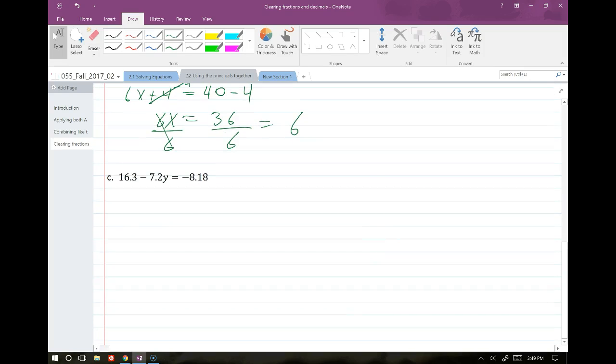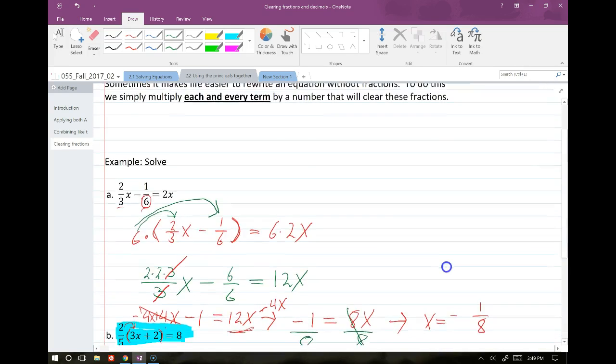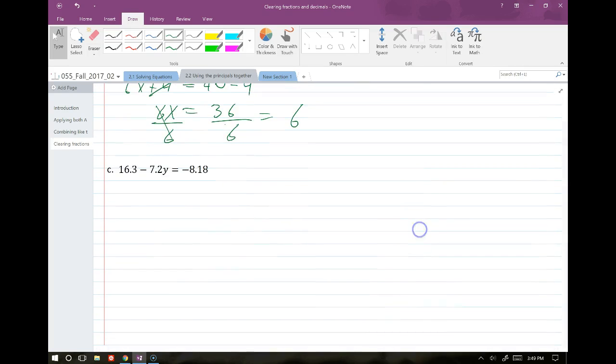All right, so let's do another one. Did we already do this one? I don't know. We'll do it again anyway. I feel like we did, but I don't know. They all start to blend together after a while.